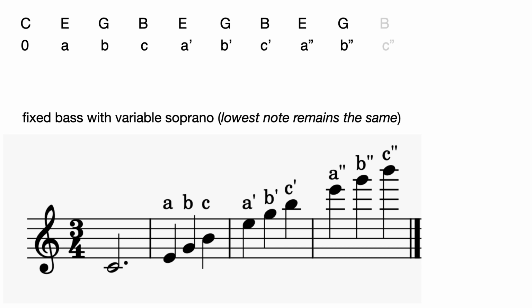So if we lay out the notes in this chord, we have C, E, G, B. Now we're going to first approach this as fixed bass with variable soprano. So the bass is going to be fixed. The note C is going to be the bass, and it will not change. Every other note in the chord will change. And so the lowest note will remain the same. So what we have is a variation or a possibility of a variation of each of these 3 other notes in the chord, E, G, and B.